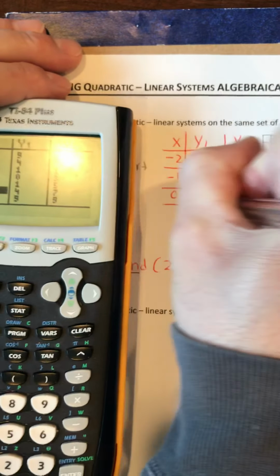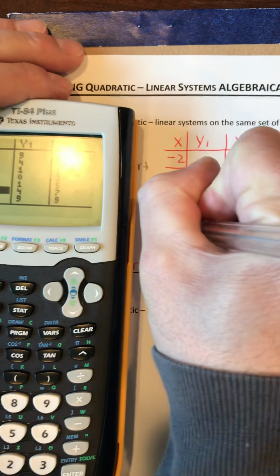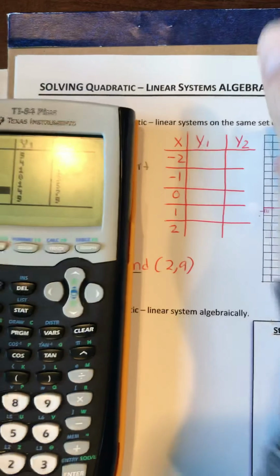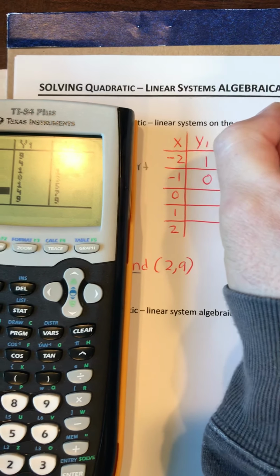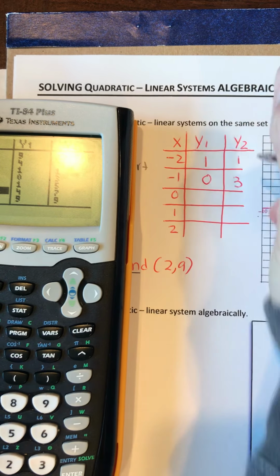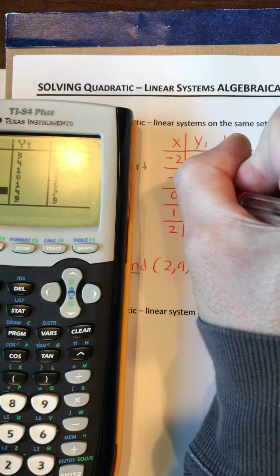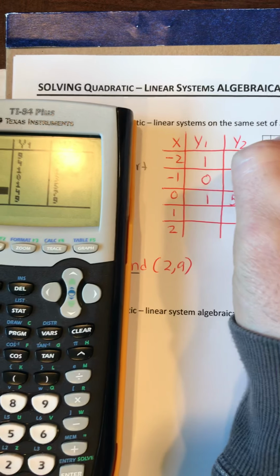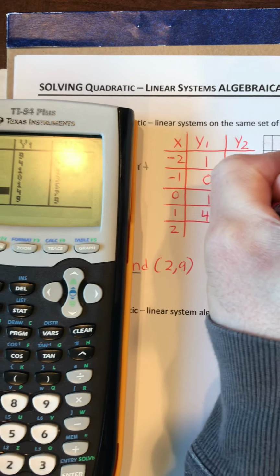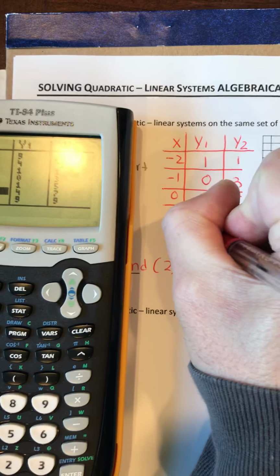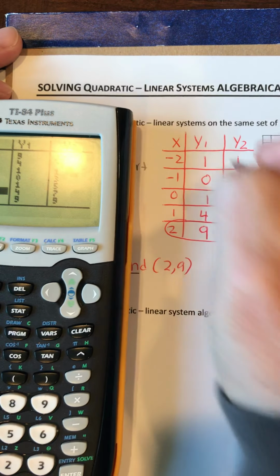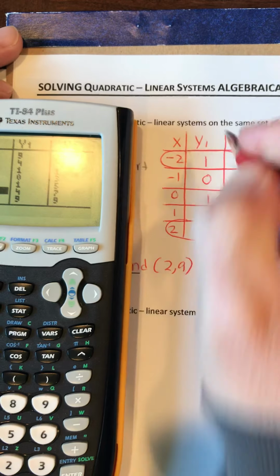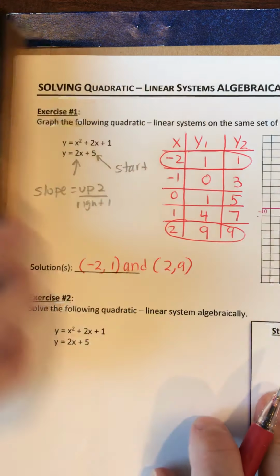I'll point this out so you can keep this as notes to follow. So at -2, they were both 1. At -1, the first y was 0, the second one was 3. And then at 0, it was 1 and 5. See how they're not the same? At 1, it's 4 and 7. They're not the same, but at 2, they're both 9. So this is our solution, 2, 9 and -2, 1, because the y values are the same.